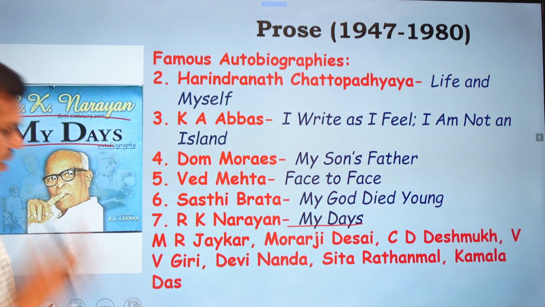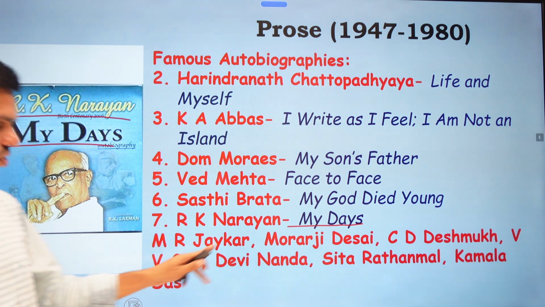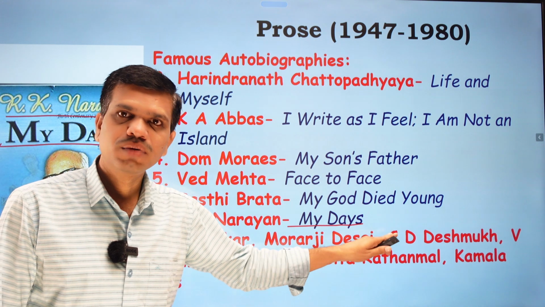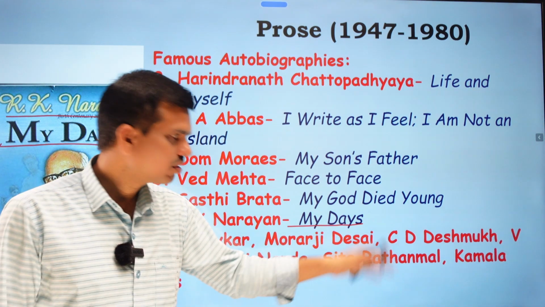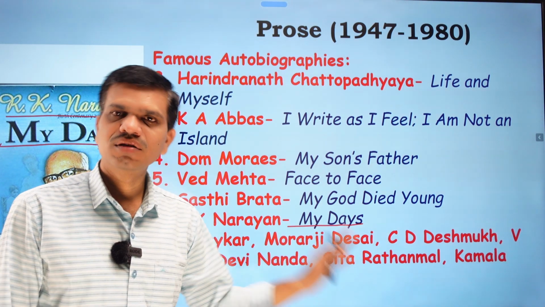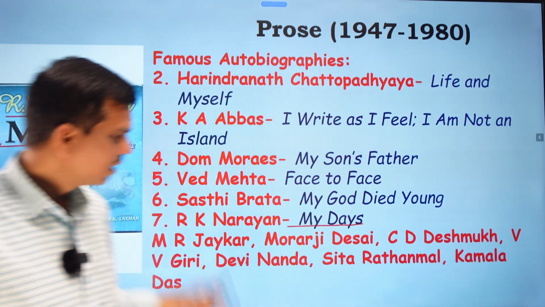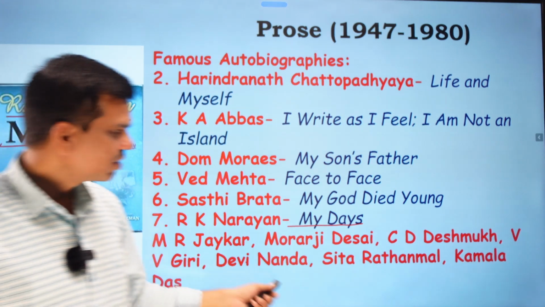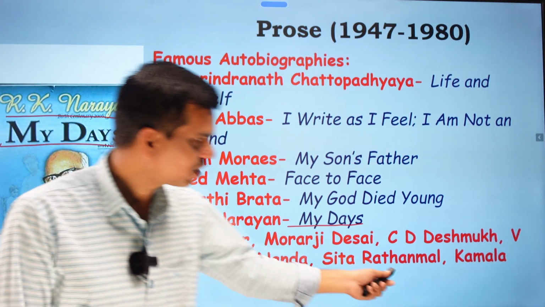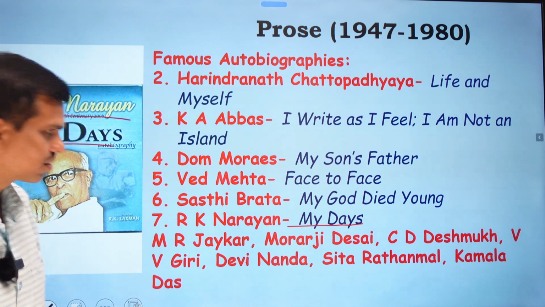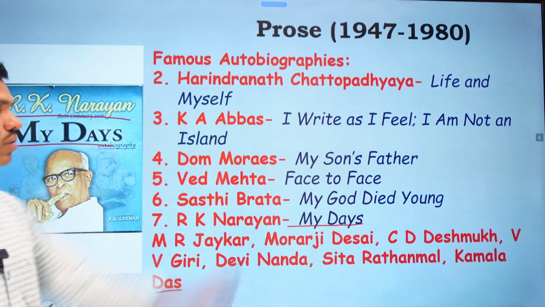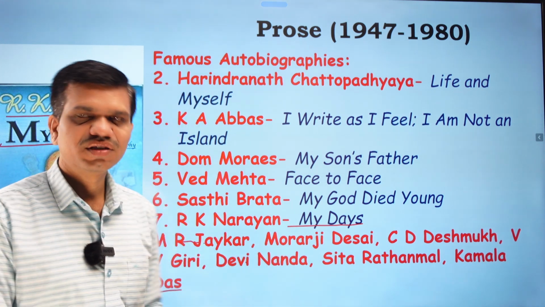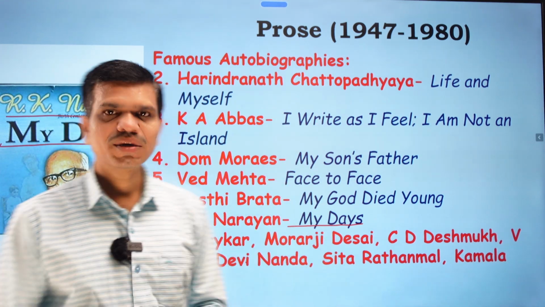And there are some other prose writers including M.R. Jayakar, Morarji Desai, C.D. Deshmukh. Now these are political figures and they have composed their autobiographies, or they have composed a few prose pieces, and they are again famous in English literature in India. Then we have C.D. Deshmukh, V.V. Giri, Devi Nanda. These are women prose writers. Sita Rathanmal. Then we have Kamala Das. Again, Kamala Das also is very important. So these are some of the prose writers including men and women, political figures and non-political figures. So these autobiographies are very famous.